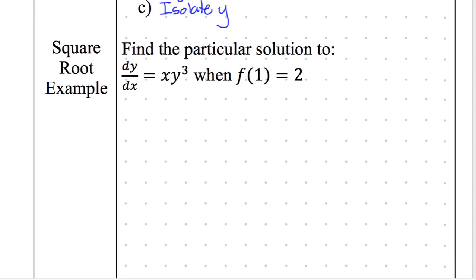All right, so finding the particular solution. Whenever you see particular solution, you need to be thinking of doing this procedure of, what were our 4 steps? Can you guys help me out? First step starts with an S. Separate, yes. So here I go. I'm on step 1, separate.